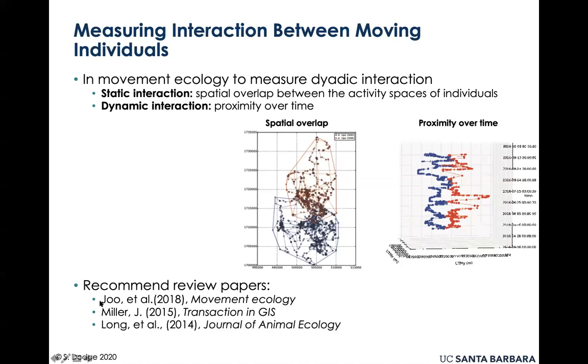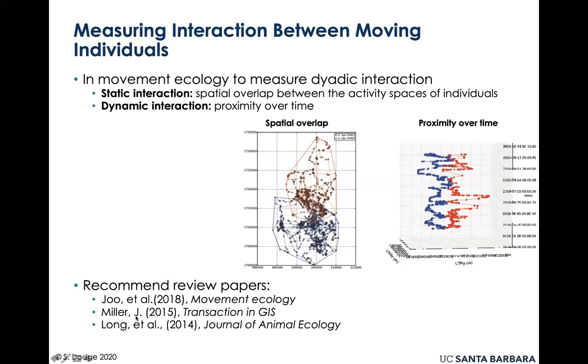times. There are 3 very good review papers on this topic that I highly recommend. One is by Jennifer Miller in Transactions in GIS, and also Jed Long and his colleagues. Teresa-Lynn Nelson also wrote a review paper on basic dyadic movement interaction in animal ecologies.